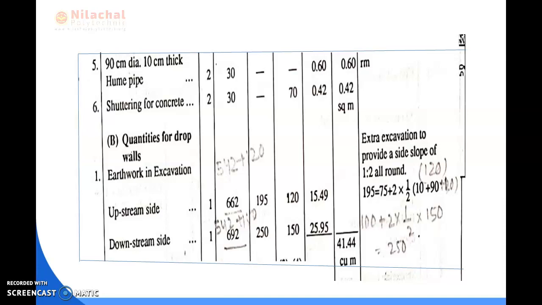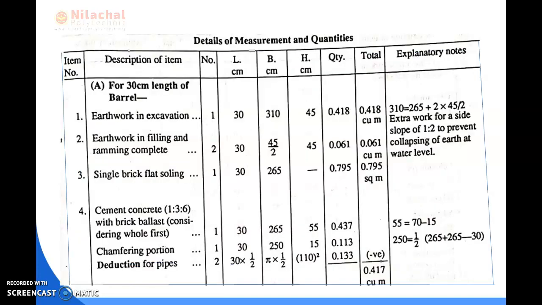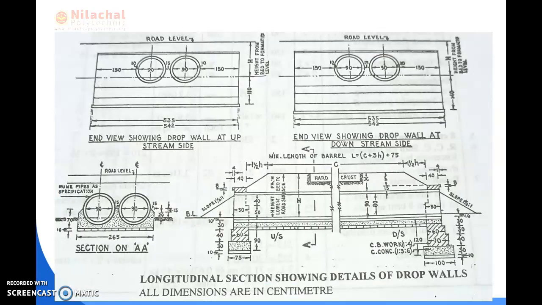Okay, then we consider the breadth part, under the same condition. Here the breadth of the excavation is how much? In the longitudinal section, the breadth of the excavation of the drop wall for the upstream side is given as 75 centimeter. And the height of the excavation is how much? From the bottom of the foundation to the ground level, right?